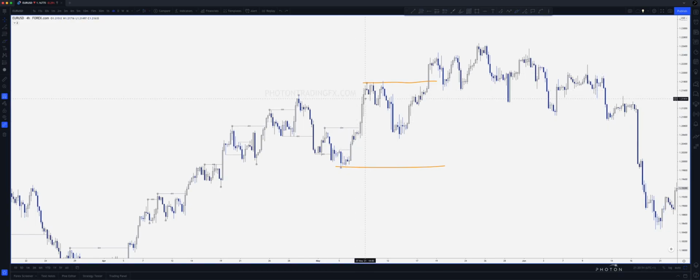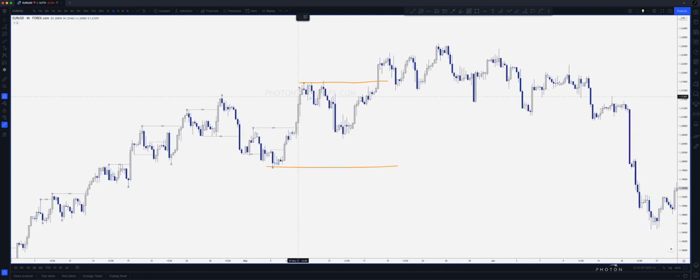How do we know the pullback is going to kick in? We look for a change of character. Now in this case, we don't get a minor break of structure because we don't break anything in this leg here. But what do we get? We get a substructure break, right? This is a sub-sub low here, because we get the pullback, we failed to make that high, and then we break that low. So that's just a substructure break.